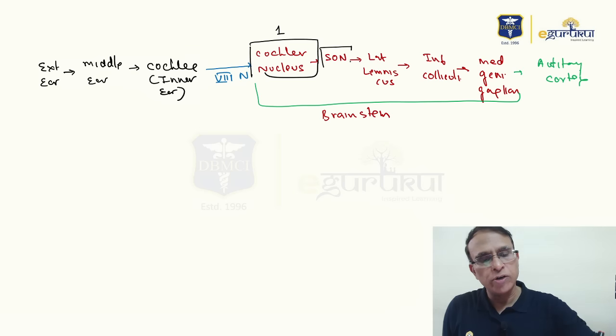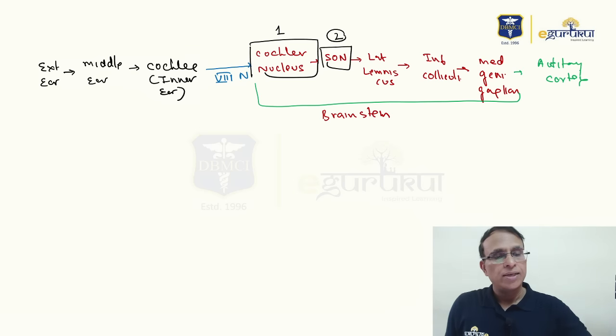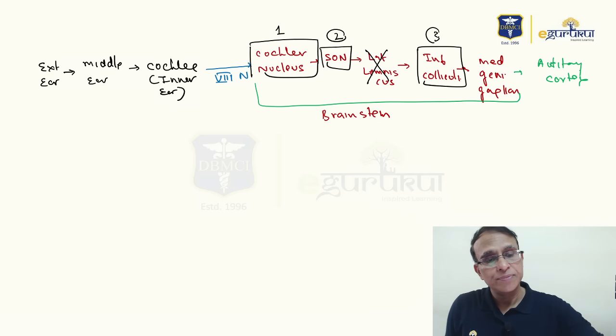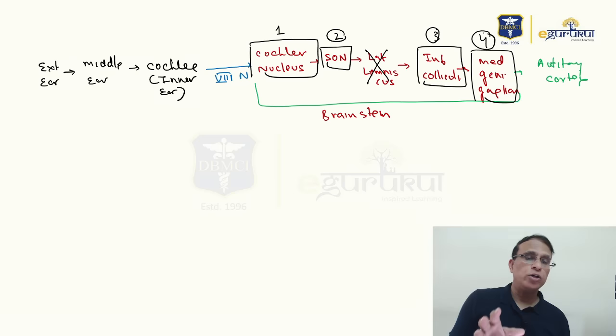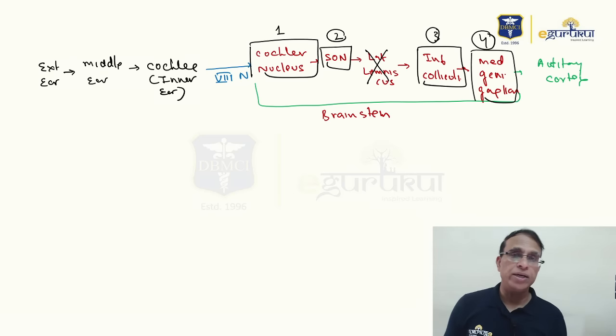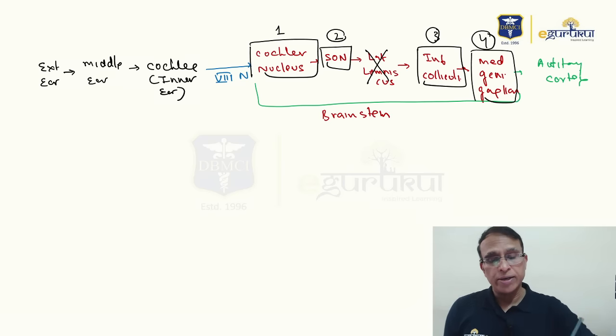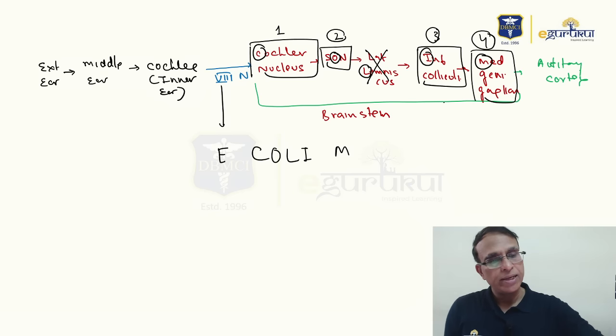Then it goes to superior olivary nucleus. This is the second area. Lateral lemniscus is not given in the choices. Third was this one, and this one given as the fourth choice. Remember? So from cochlear nucleus to superior olivary nucleus to inferior colliculi and medial geniculate ganglion, this is the pathway it is going to take. This is E. coli ma. E is the eighth nerve. This is C, O, L, I, E. coli, and M, A.